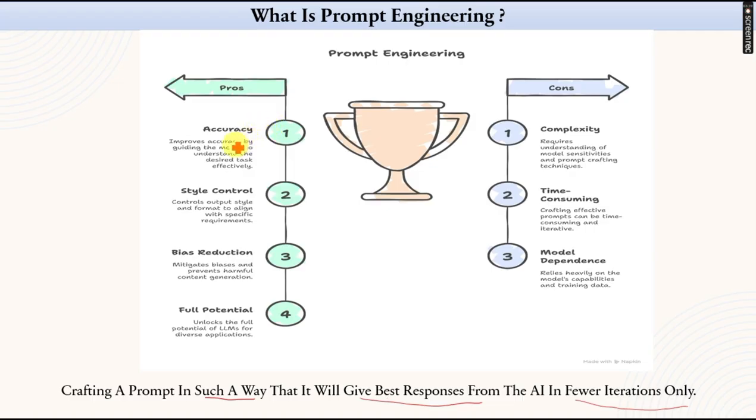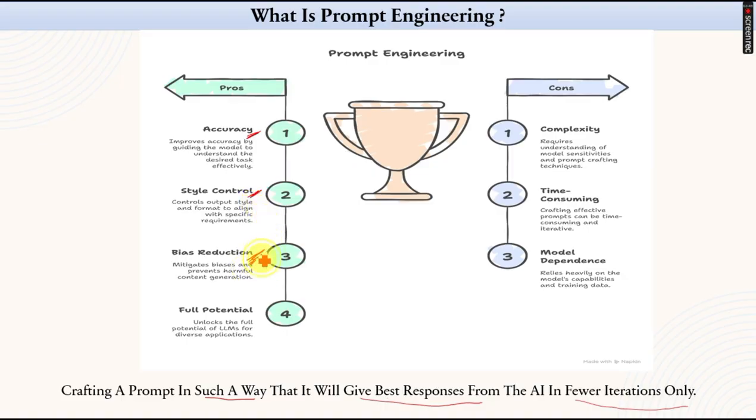Because a poorly written prompt can lead to vague, incorrect, or even biased answers. When we use prompt engineering techniques, we improve accuracy, meaning we get answers that are more aligned with what we actually want. We also improve style and content. Maybe we want a formal tone or a funny response. Prompt engineering helps us control that.